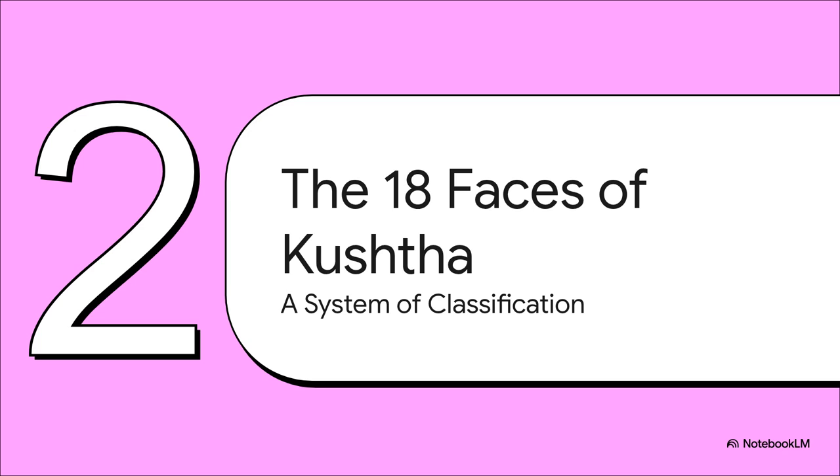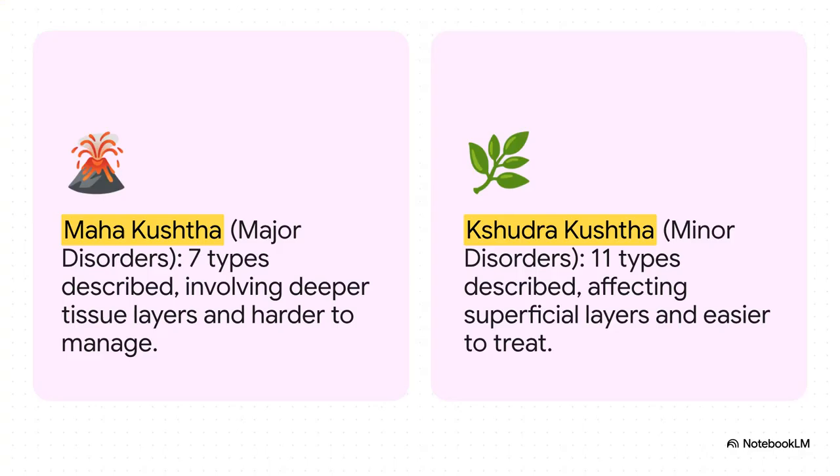The Charak Samhita doesn't just say, oh, you have a skin problem. No, it meticulously identifies 18 distinct types. So these 18 types are broken down into 2 main groups. First, you've got the 7 Mahakustha, or the major disorders. These are the heavy hitters. They tend to be more severe, go deeper into the body's tissues, and are a lot tougher to treat. Then you have the 11 Shudra Kustha, the minor disorders, which are more on the surface and usually easier to manage.